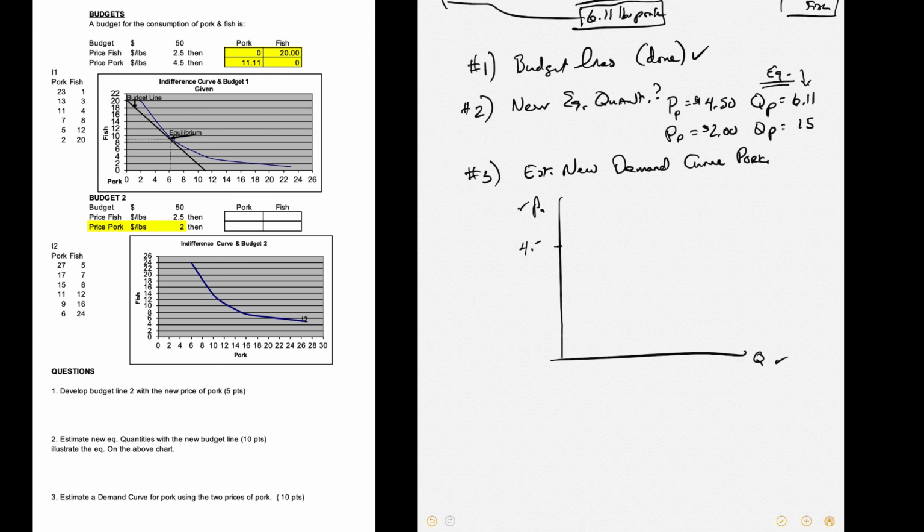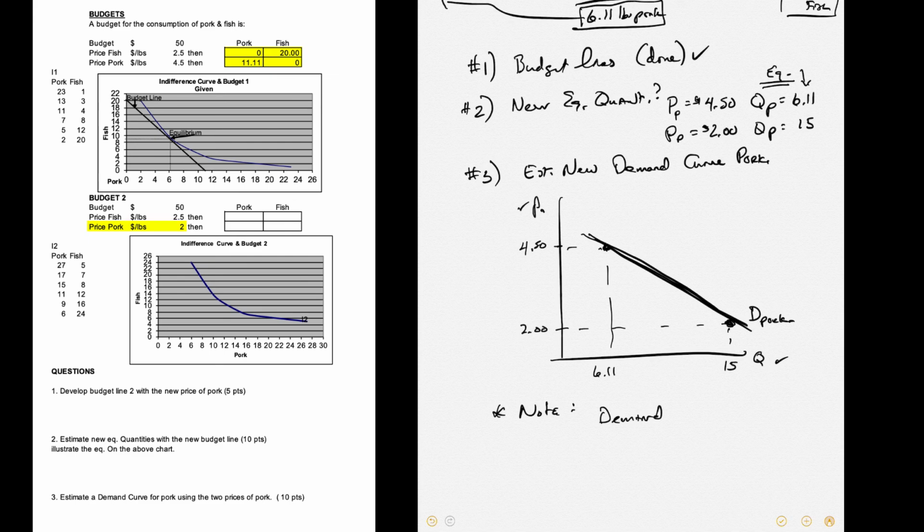All right, so if I go ahead and just plot out my prices here, a high price of $4.50 or a low price of pork at $2. At $2, you would buy a ton, 15. At $4.50, you would buy 6.11. So we come back to the origin. Plot those 2 points and connect them with a simple line, and that illustrates what the demand for pork would look like. And so that's kind of the focus of our homework here, was trying to get to what does the demand for pork look like.